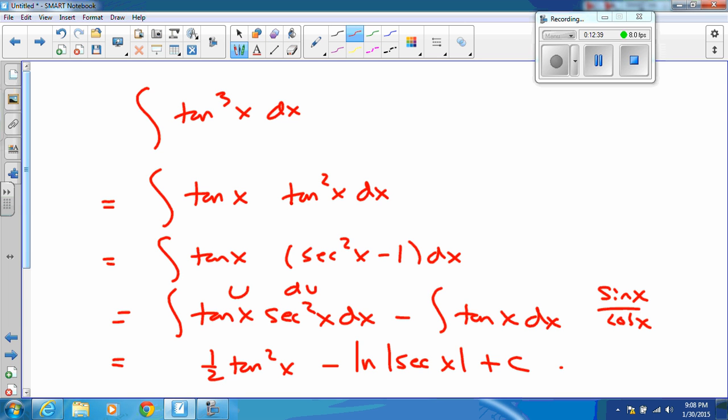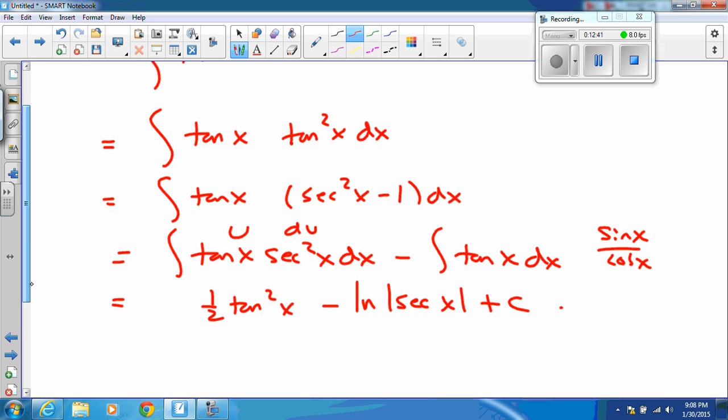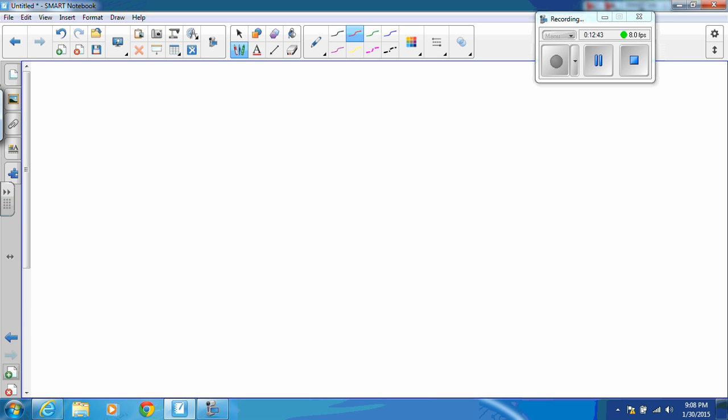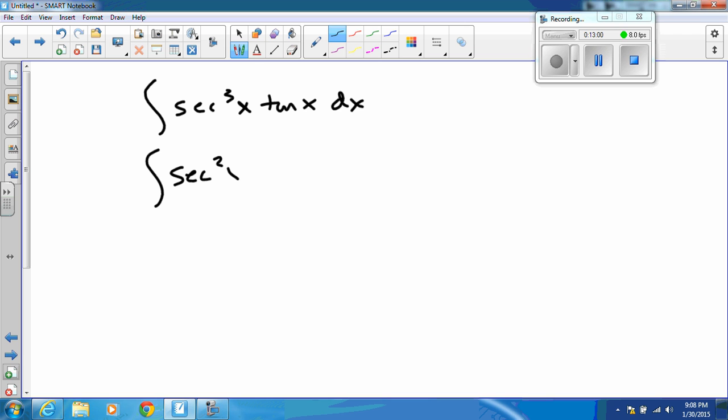So much for that. Sometimes, however, we end up in situations where we don't have even powers of secant. And if we don't have even powers of secant, it can be very awkward to peel off secant squared. So in those circumstances, I look for another possibility. And that possibility is that maybe I can peel off a secant tangent. And that's exactly what we have here.